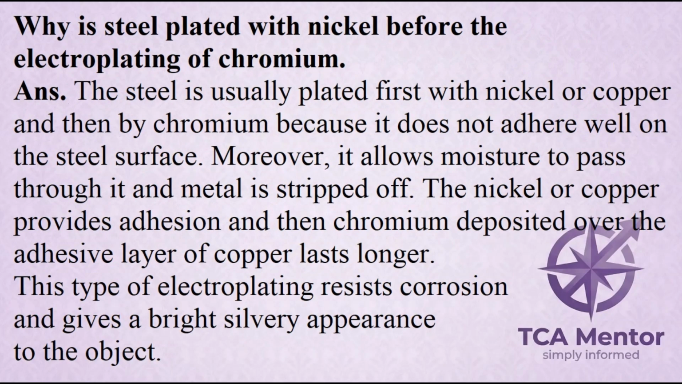Why is steel plated with nickel before the electroplating of chromium? ANS. The steel is usually plated first with nickel or copper and then by chromium because chromium does not adhere well on the steel surface. Moreover, it allows moisture to pass through it and metal is stripped off. The nickel or copper provides adhesion and then chromium deposited over the adhesive layer of copper lasts longer. This type of electroplating resists corrosion and gives a bright silvery appearance to the object.